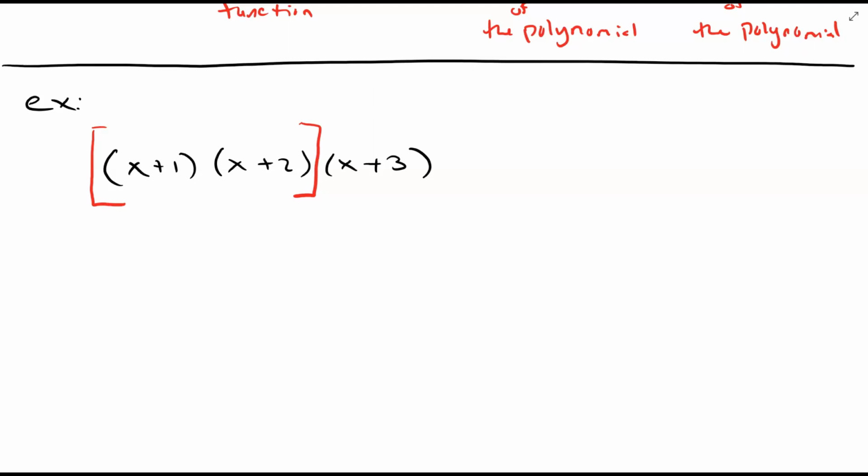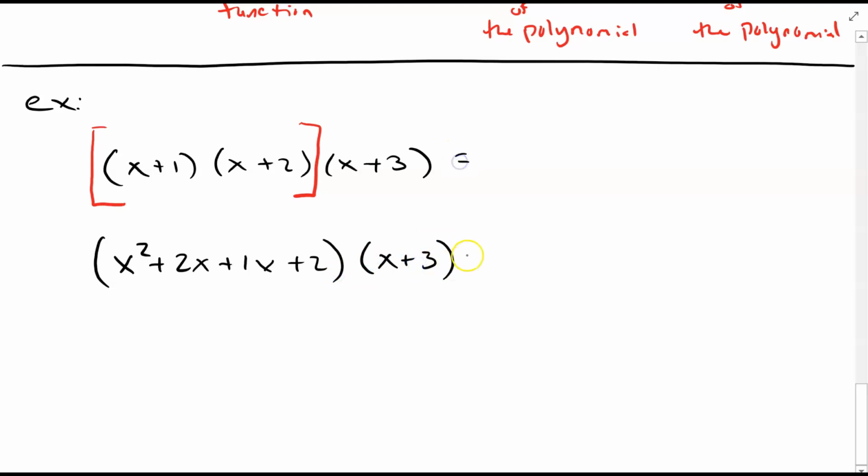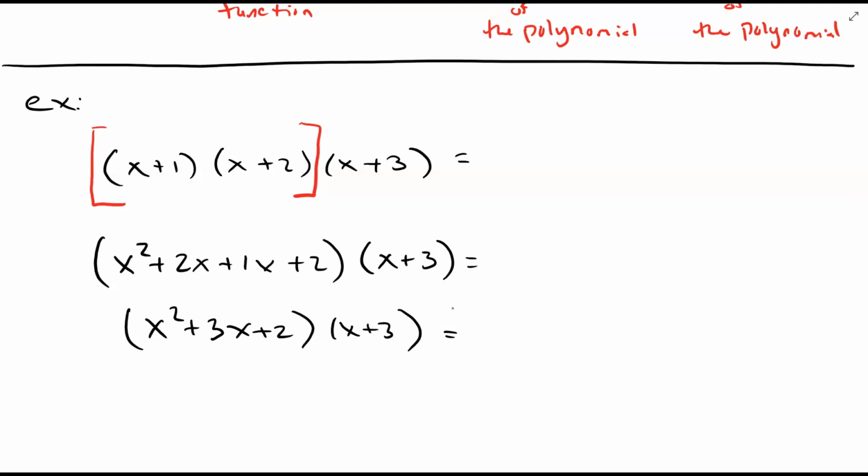How do I multiply two things together like this, x plus 1 times x plus 2? What's the name of the method that I use to do that? FOIL, right? So I get x squared plus 2x plus 1x plus 2, times x plus 3. And I notice that I can combine some like terms there, and just write x squared plus 3x plus 2 times x plus 3. Everybody is okay with that? So far, so good?